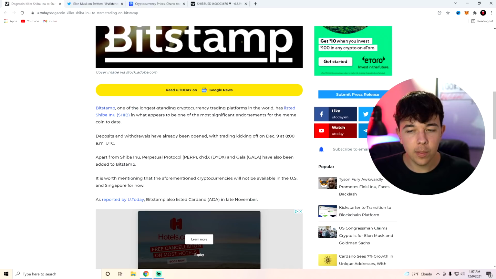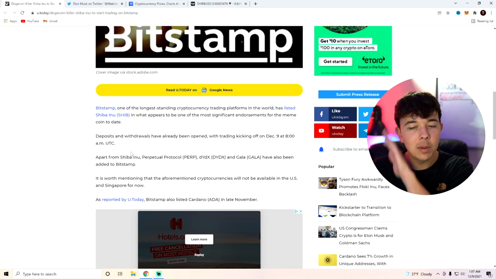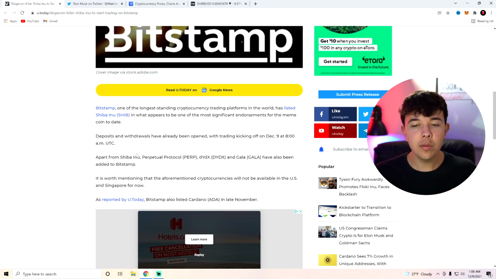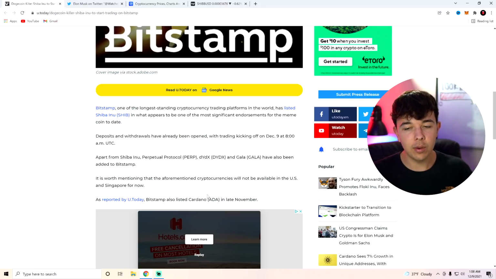Deposits and withdrawals have already opened, with trading kicking off on December 9th at 8 a.m. UTC. If you guys can notice, it is December 9th today. Trading will begin in the next 6 to 8 hours. I'm not sure when the actual time is. I don't know what UTC is compared to Eastern Standard Time and Pacific Standard Time, but basically trading will kick off sometime today. Apart from Shiba Inu, also Perp, DYDX, and Gala have also been added to Bitstamp. It's worth mentioning that the aforementioned cryptocurrencies will not be available in the US and Singapore for now, but that doesn't really matter, and I'll explain why in 1 second.